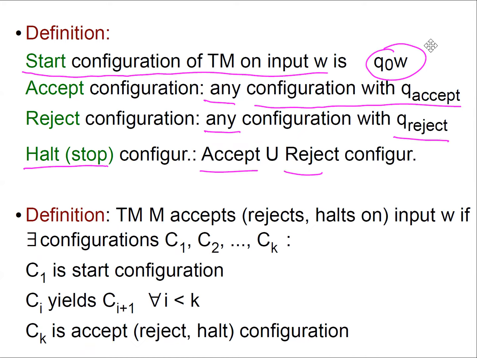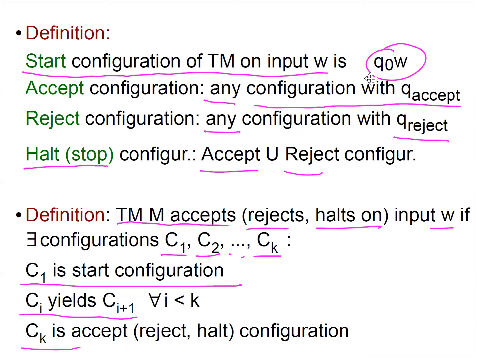or reject. Finally, we're going to say that the Turing machine accepts, rejects or halts on an input W if what? Well, just like for DFAs, we had a trace. Now we're going to have a sequence of configurations. So if there exists configurations C1, C2, dot, dot, CK, such that C1 is a start configuration, CI yields CI plus one, and CK is accept. If you want to accept or reject, you want to reject, or halt if you want to halt.